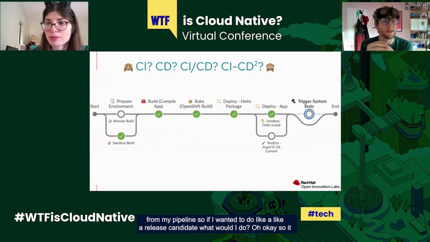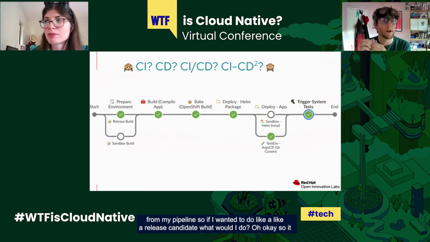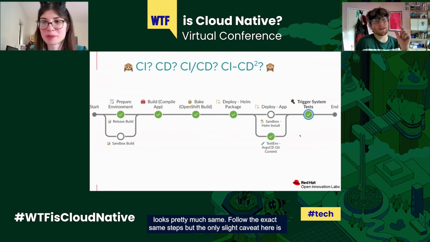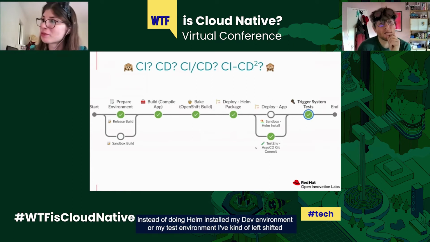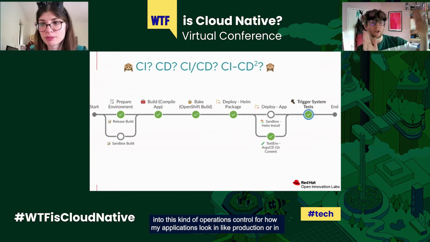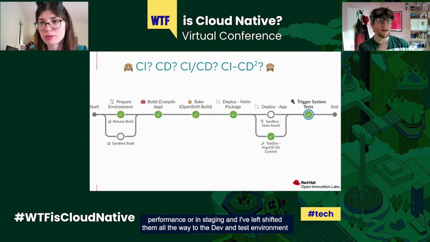So if I wanted to do a release candidate, what would I do? Oh, okay, so it looks pretty much the same. I would follow the exact same steps, but the only slight caveat here is instead of doing a Helm install to my dev environment or my test environment, I've left shifted this operations control for how my applications look in production, or in performance, or in staging. And I've left shifted them all the way to the dev and test environment.